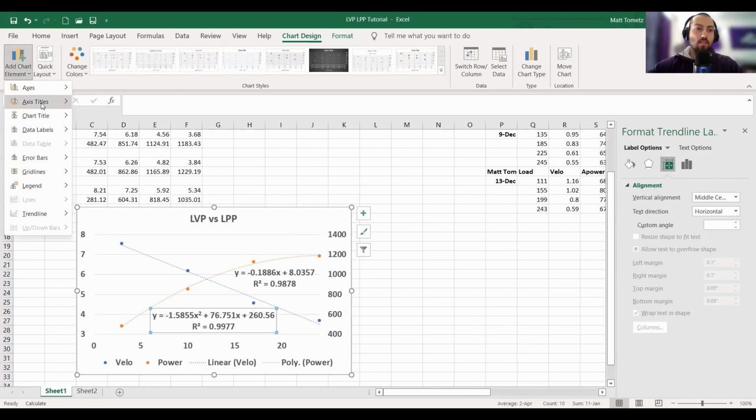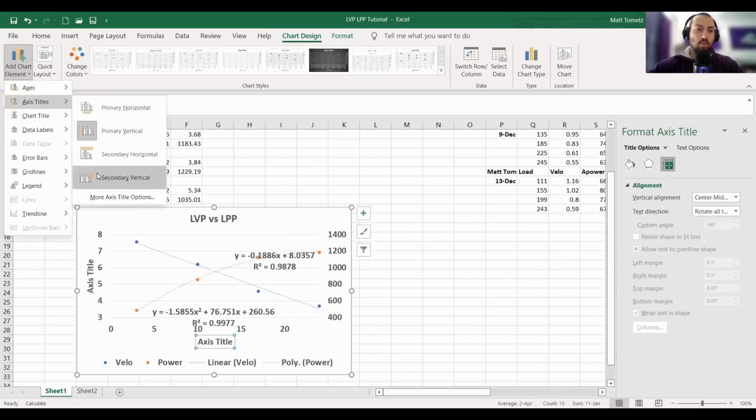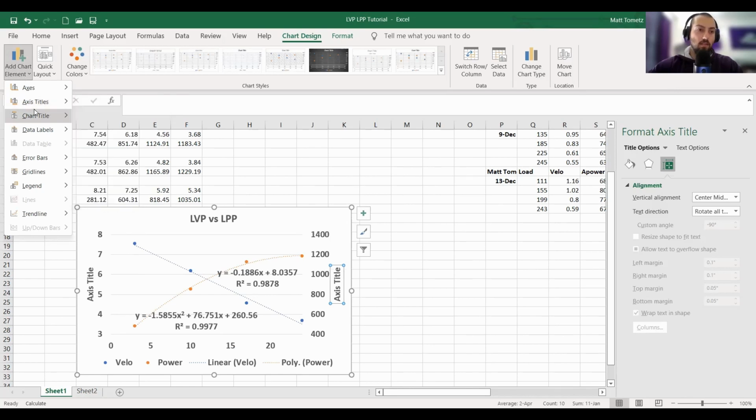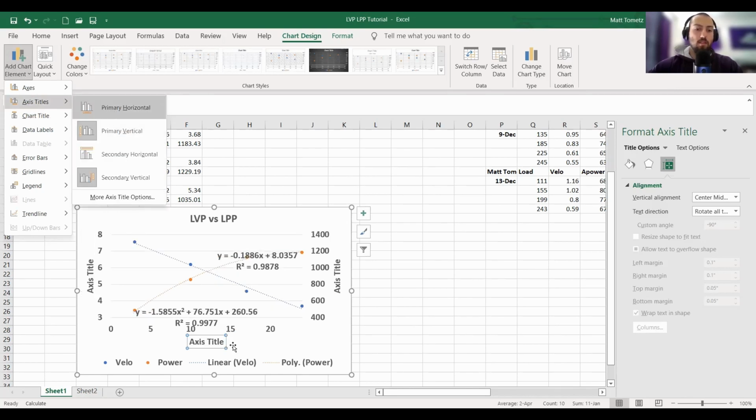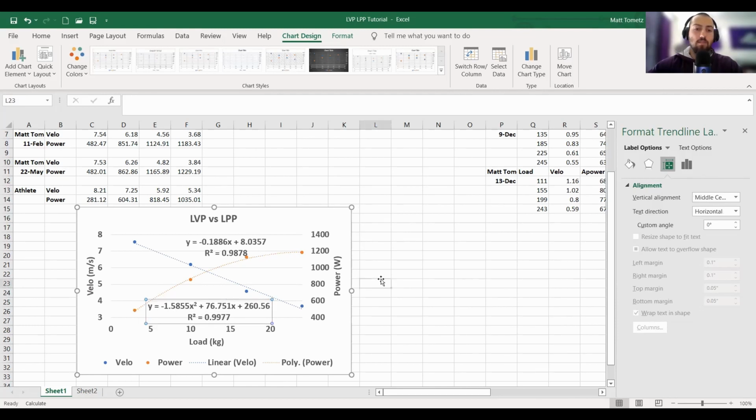And lastly, primary vertical title, secondary vertical title, primary horizontal title. Just to give a little bit more context, load is kilograms in this example. The second y-axis is power in watts, and my primary vertical is velocity in meters per second. All right, so now we have this pretty graph, and let's explain what we do now.